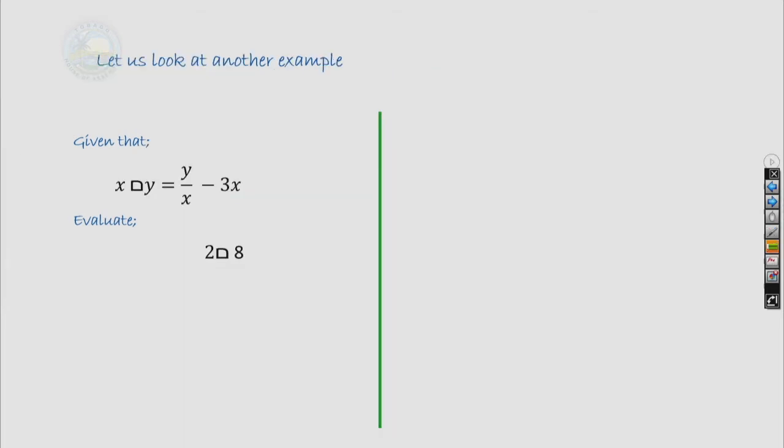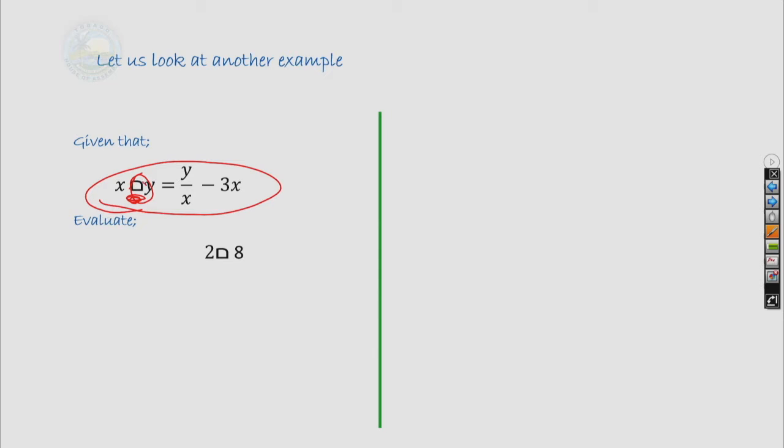Let's look at another example. Given my operation, given that x, this binary operation here, what does that represent? This is our definition line. It defines the binary operation. It says x, box with a curve, y. What do we do once we see this, based on this definition? Remember, if I see this symbol for another binary operation, it may mean something totally different. But for this one, what does it mean?